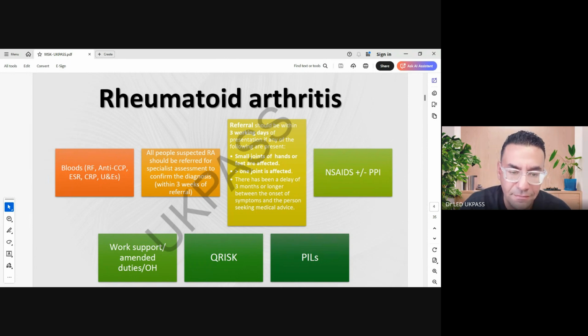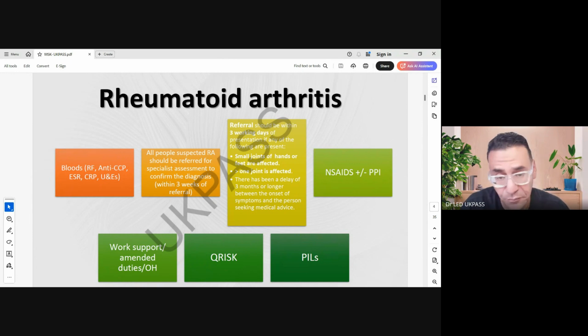Rheumatoid factor. Is rheumatoid factor alone enough, or shall we also include anti-CCP? Anti-CCP is very, very diagnostic for rheumatoid arthritis. You need always to consider it with rheumatoid factor. If you are suspecting rheumatoid arthritis, anti-CCP is very important. Rheumatoid factor is very important. ESR, CRP, U&Es. U&Es are very important.